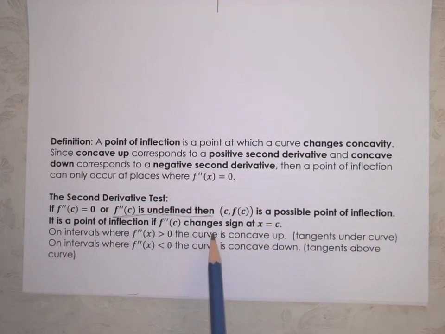If it is a point of inflection, then f double prime at c changes from either positive to negative or negative to positive at that value. So on intervals where the second derivative is greater than 0, we're concave up, and the tangents would be drawn under the curve. And on intervals where the second derivative is negative, the curve is concave down.